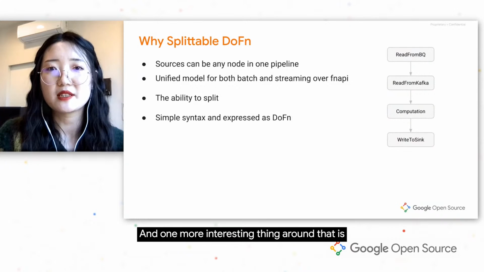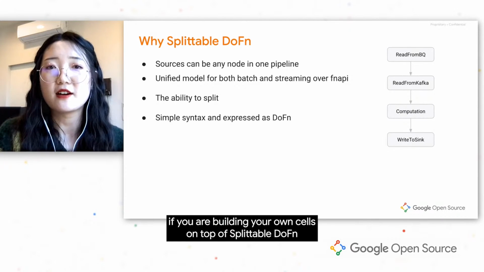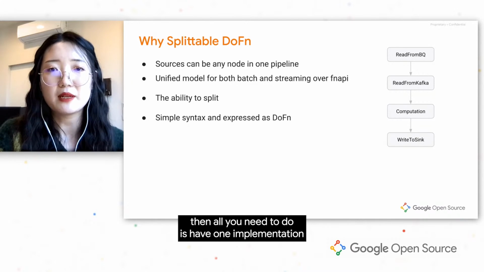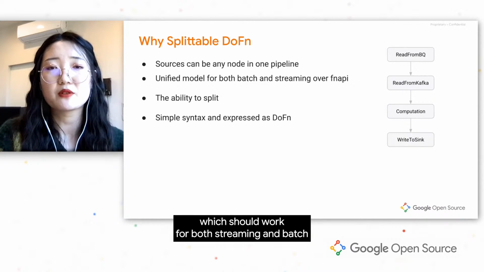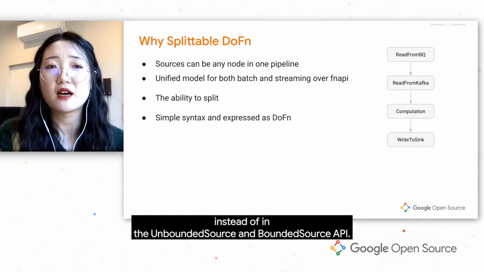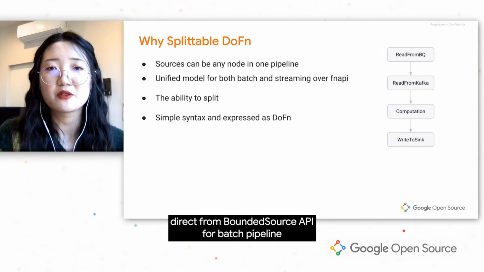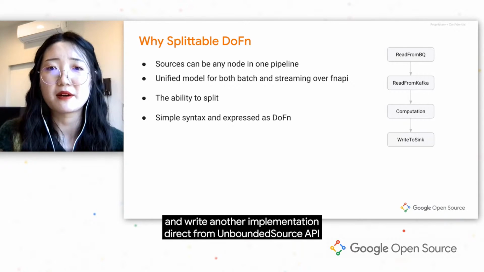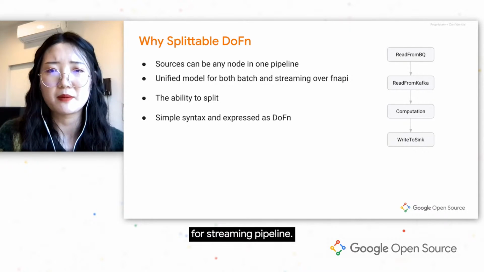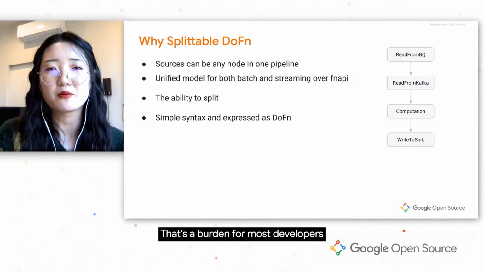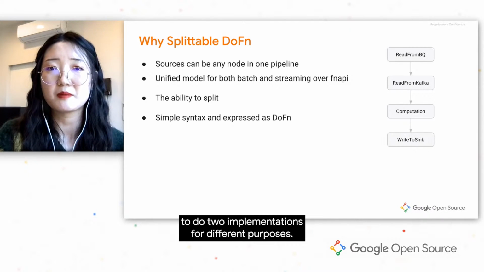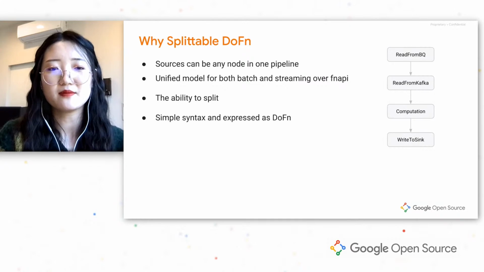One more interesting thing around that is, if you are building your own source on top of Splittable DoFn, then all you need to do is have one implementation which should work for both streaming and batch. Instead, with the bounded source and unbounded source API, you have to write one implementation derived from the bounded source API for batch pipelines, and write another implementation derived from the unbounded source API for streaming pipelines. That's kind of a burden for most developers, to do two implementations for different purposes.